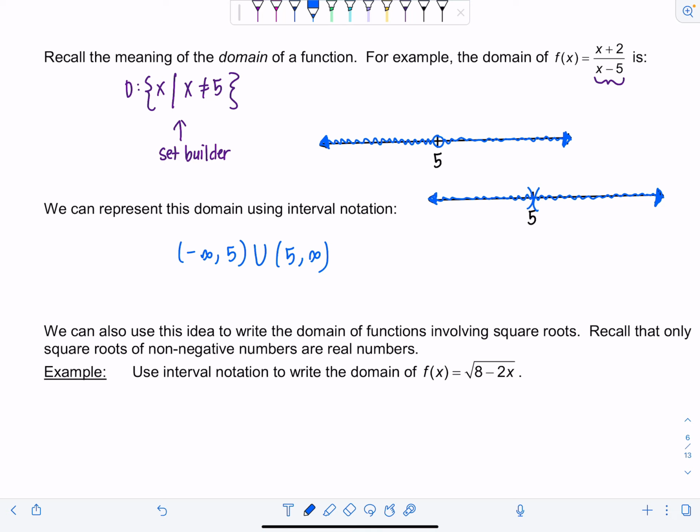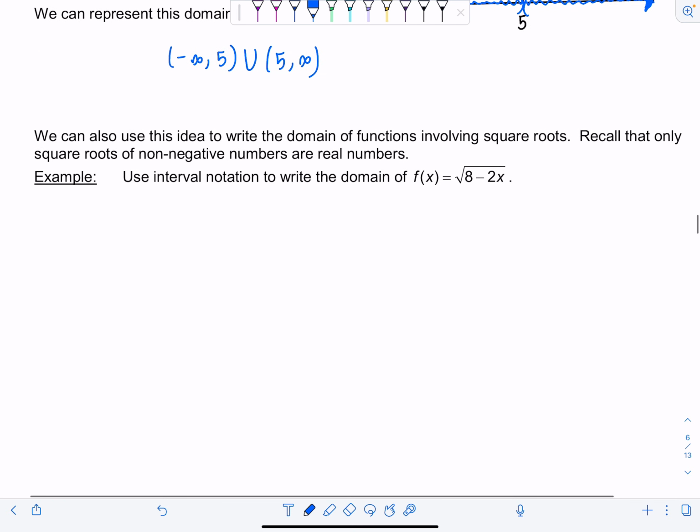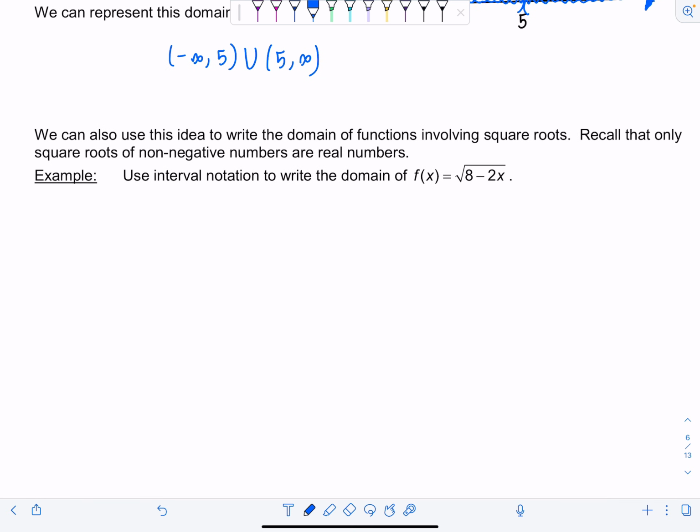Also, we can use this idea to write the domain of functions involving square roots. If you'll remember, only square roots of non-negative numbers are real numbers. So what that means is anytime you see a square root function, you want to make sure that the radicand, the stuff underneath the radical sign, is not negative. Well, what's another way of saying not negative? That it's greater than or equal to 0. So you're going to set 8 minus 2x greater than or equal to 0.